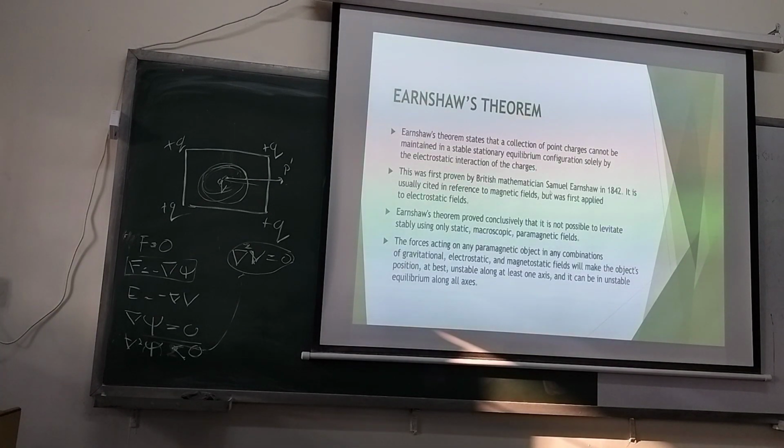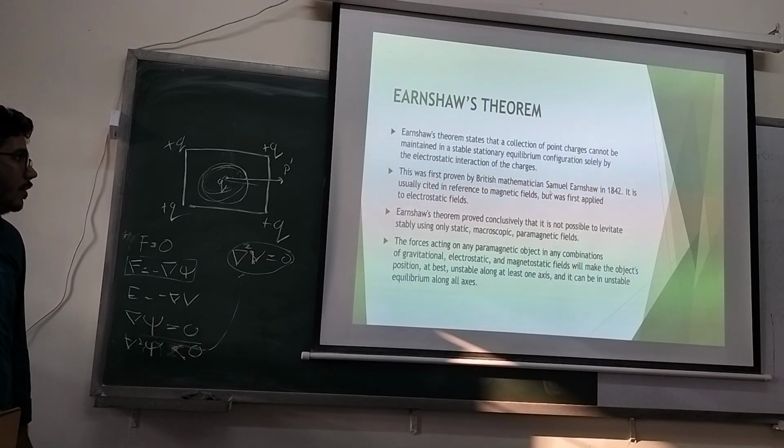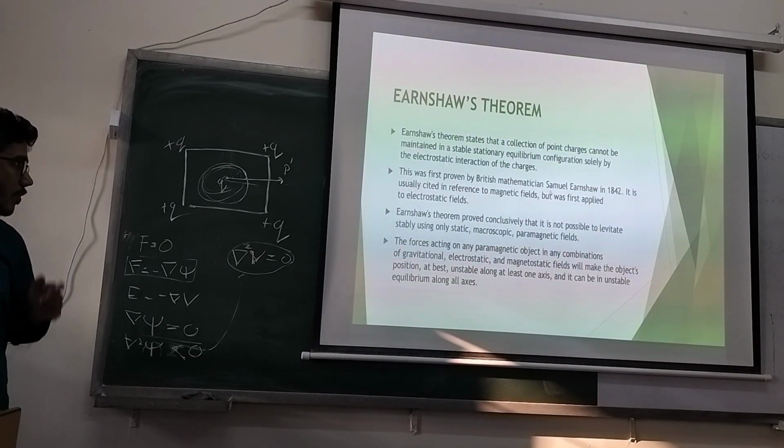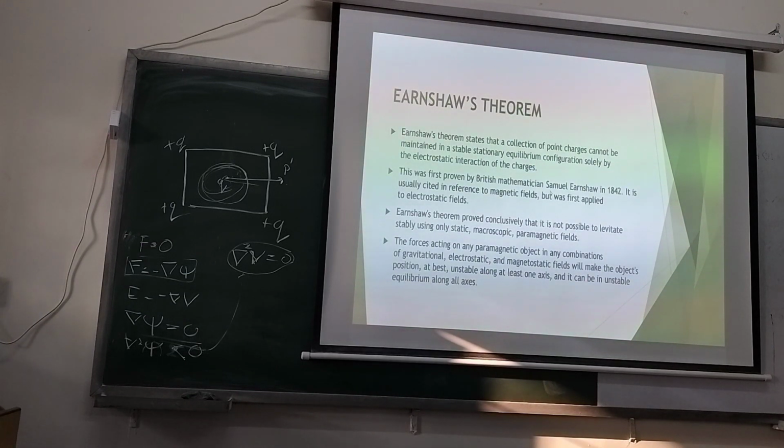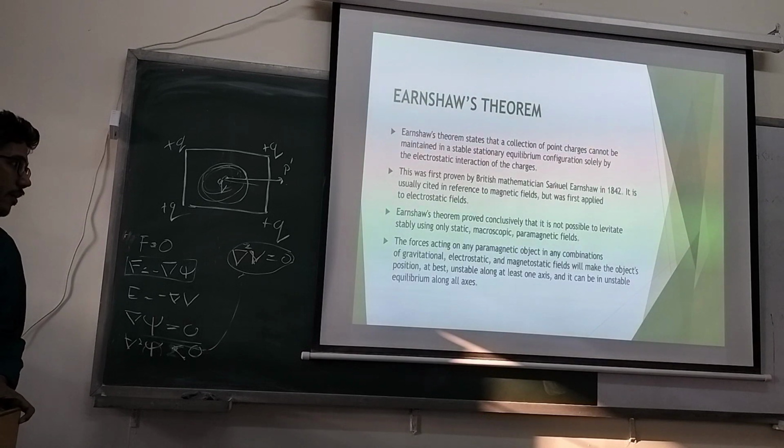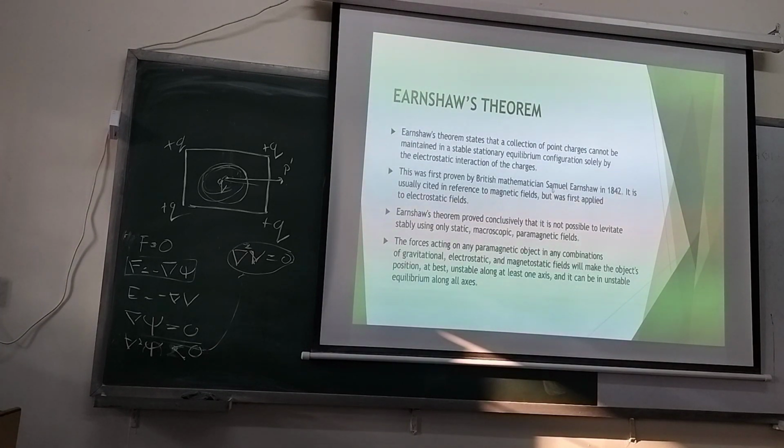This was first proven by British mathematician Samuel Earnshaw in 1842. It is usually cited in reference to magnetic field, but was first applied to electrostatic field. Earnshaw's theorem proved conclusively that it is not possible to levitate stably using static macroscopic paramagnetic field. The forces acting on any paramagnetic object in any combination of gravitational, electrostatic, and magnetostatic field will make the object position at best unstable along one of the axes, and it can be unstable along all axes.